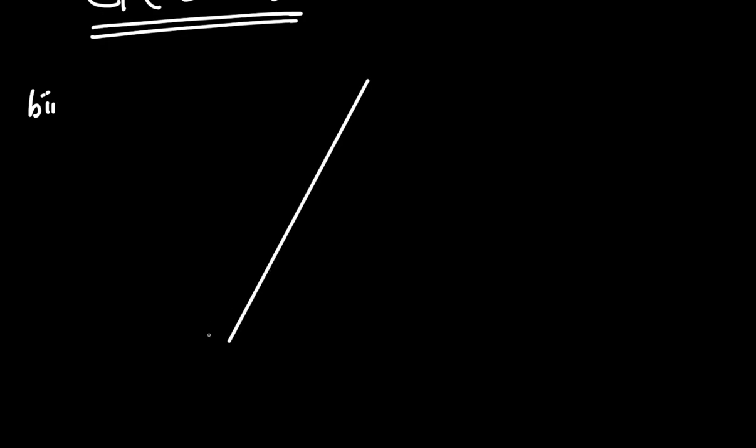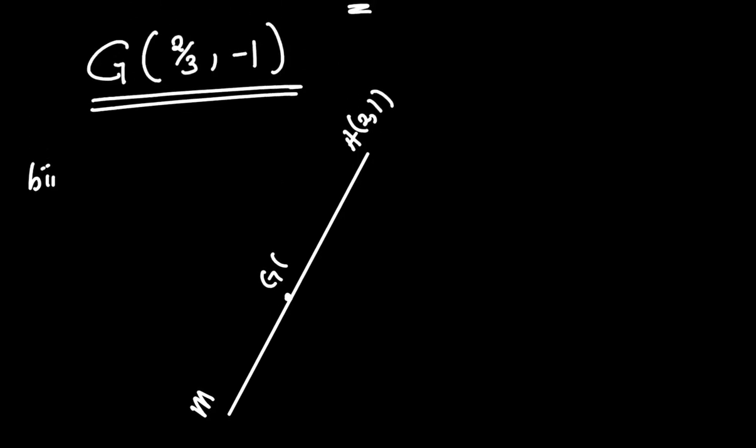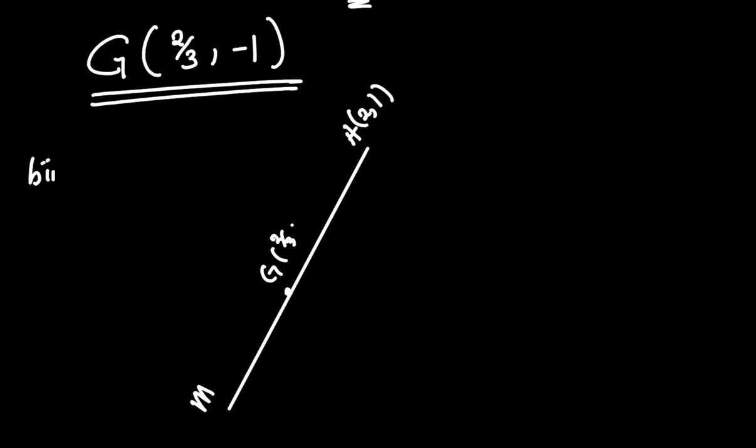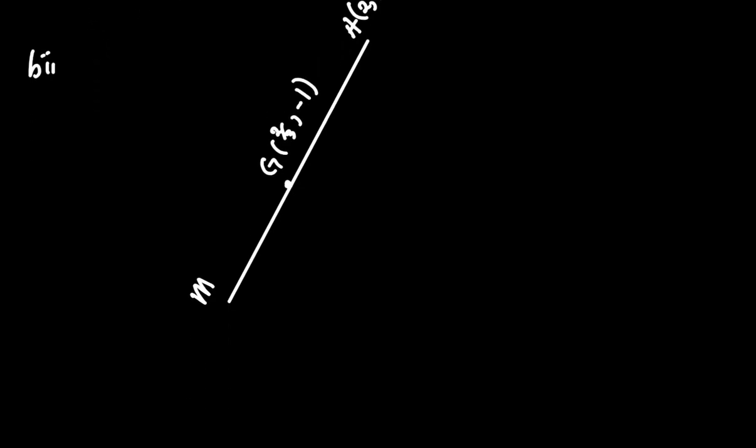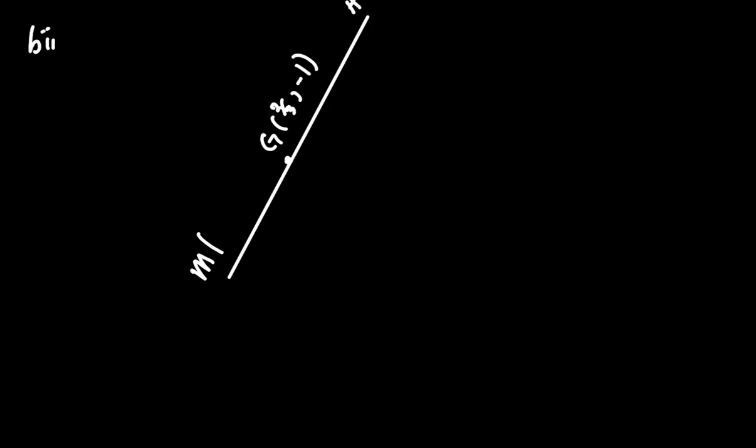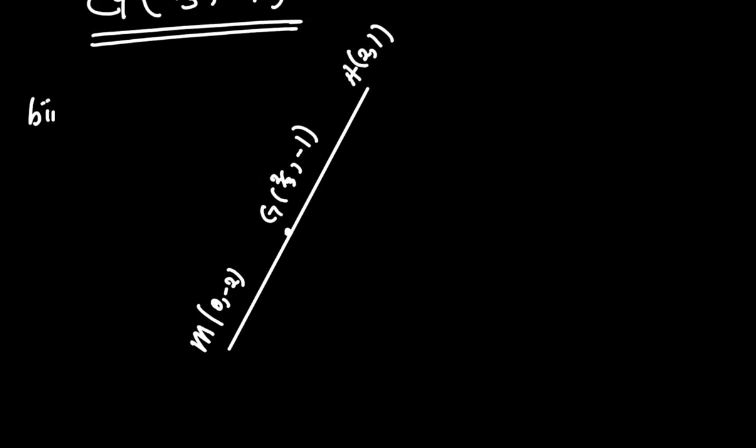Okay, here is our M, and here we have our G, then we have our A here. Of course, this is 2 comma 1, and this G, we just found it to be 2 over 3 comma minus 1. Then we have our M already, we've calculated to be 0 comma minus 2. Now, what this question wants us to do is to find AG. Now, AG is a straight line, and this is how to find it.